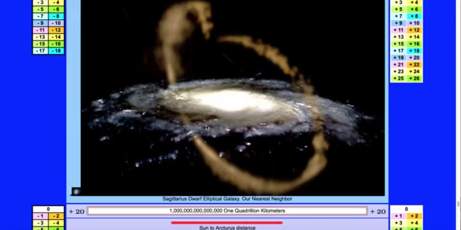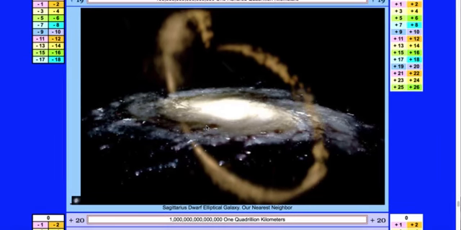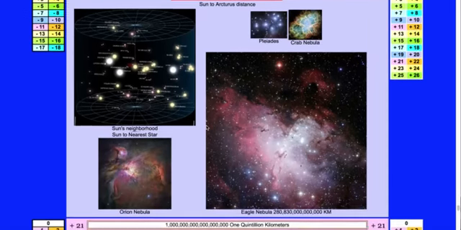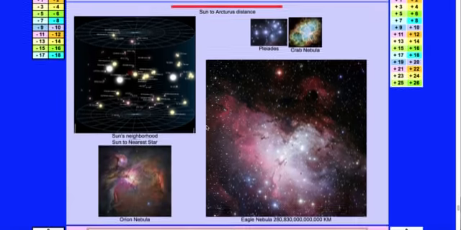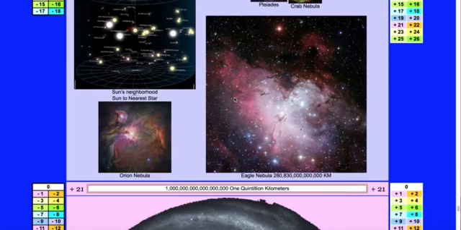50th the size. But here's the Sagittarius dwarf elliptical galaxy, the closest galaxy to us, and that's what it looks like in positive 19. So positive 20. I don't have that galaxy here. It should be here. But here is our sun's neighborhood, sun to the nearest star. Here's what our sun's neighborhood is in real time. And the Pleiades, sun to Arcturus distance here.